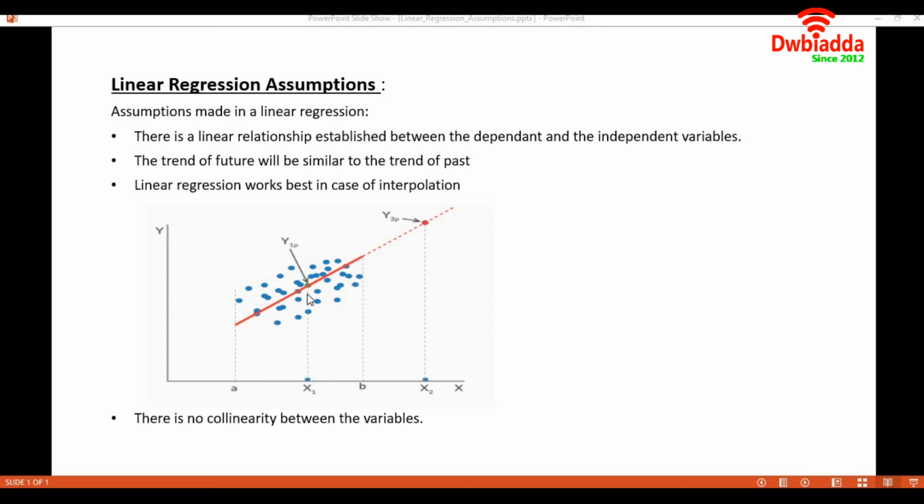For example, in a similar case, the higher the care I take of my body, the lower the chances of me falling sick, which means when one variable goes high, the other variable goes low, and when one variable goes low, the other one goes high. This is a classic example of negative collinearity between two variables. This is the last assumption which a linear regression makes, and once we are sure about these four factors, we should be good to make predictions in linear regression.